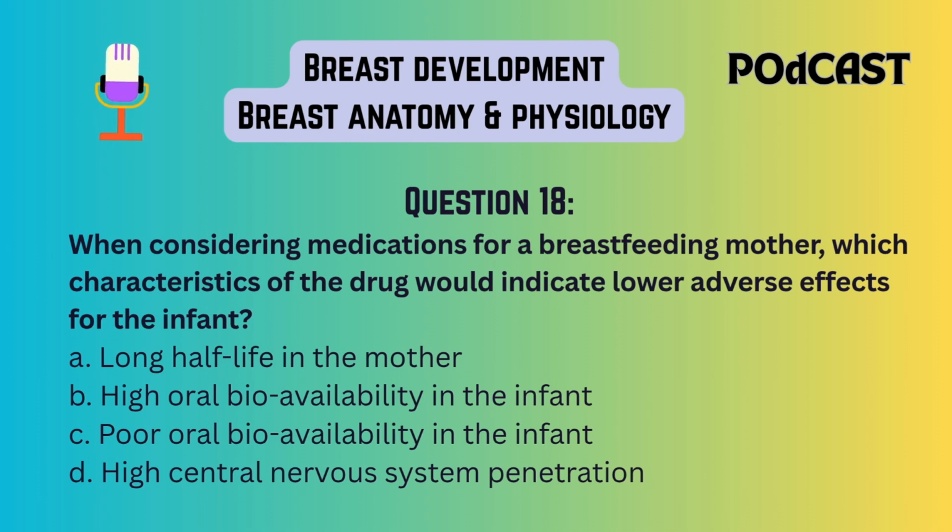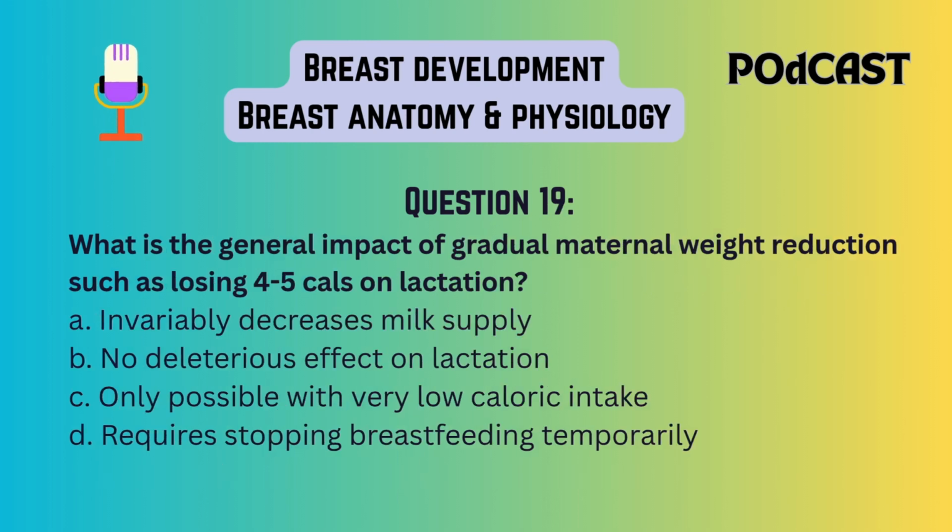The characteristic indicating lower risk is C, poor oral bioavailability in the infant. If the baby absorbs very little of the drug from the milk that enters their gut, the systemic exposure and risk are lower. Long half-life, A, high bioavailability, B, and high CNS penetration, D, generally indicate higher potential risk or exposure for the infant.